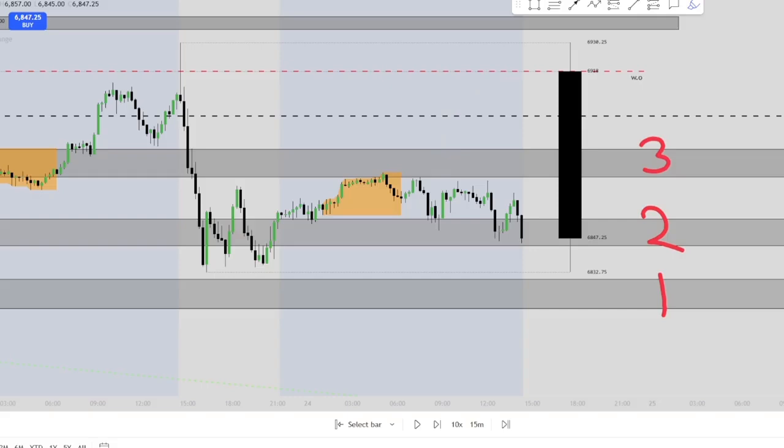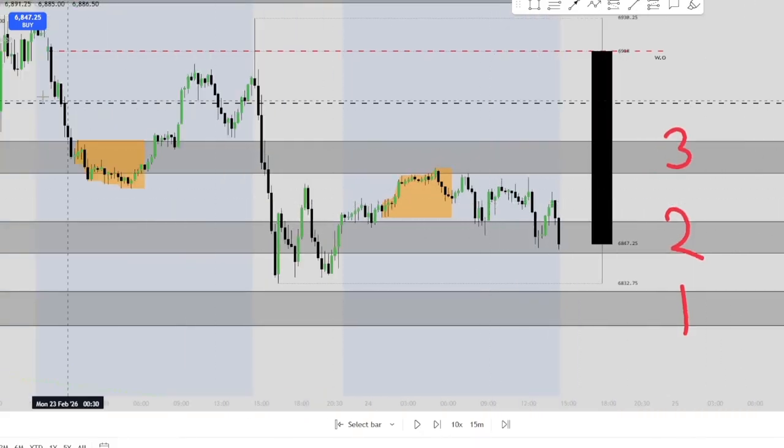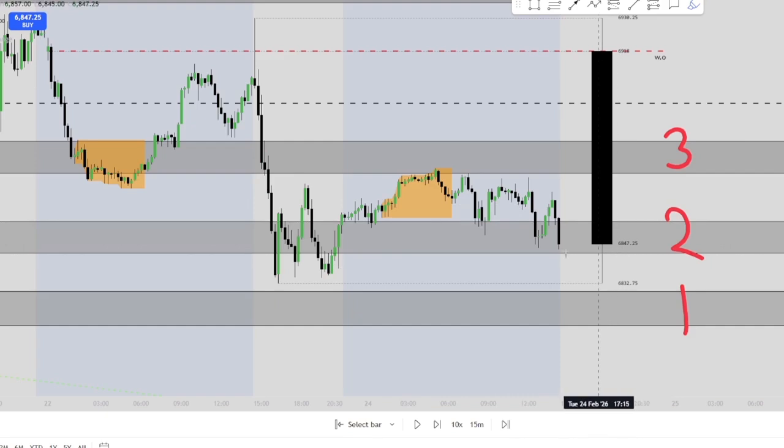So when price is below the weekly opening price, we typically want to be looking for longs, right? This is just a confluence. This is not something I do every single time, because yesterday or Monday the 23rd, I took a short that was below the weekly opening price. So I'm going to go through why, what criteria you need to put in place.